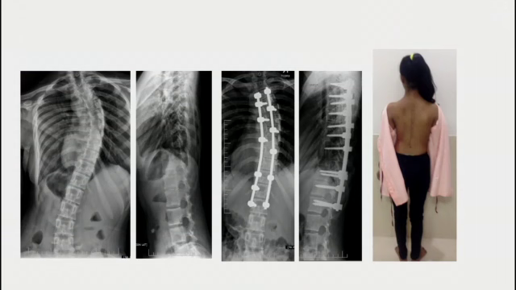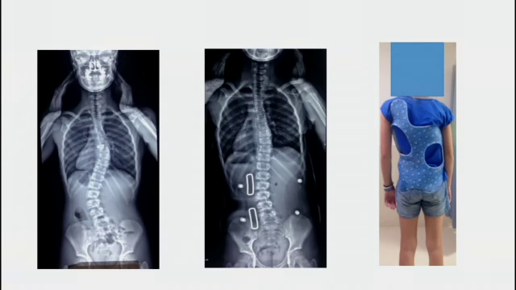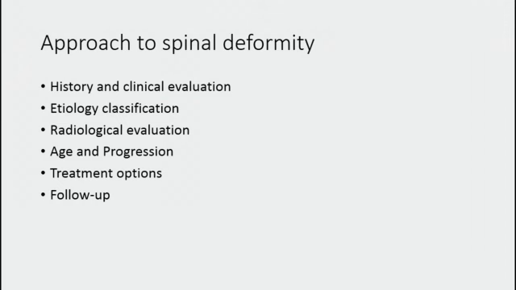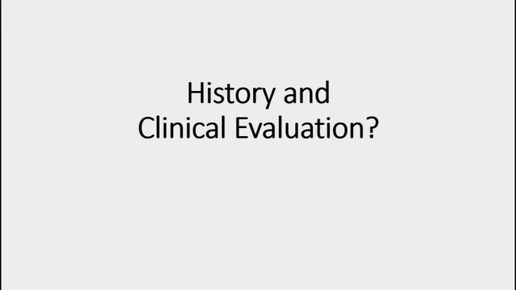Spinal deformity surgery is not only about correction. There is a definite role of conservative treatment and bracing in a majority of the patients. So the approach to a spinal deformity really is a good history and clinical evaluation, identifying the etiology, evaluating the x-rays and other investigations, the age of the child and progression of the deformity. One needs to look at that, evaluate the treatment options, and then follow up with whatever option you choose.